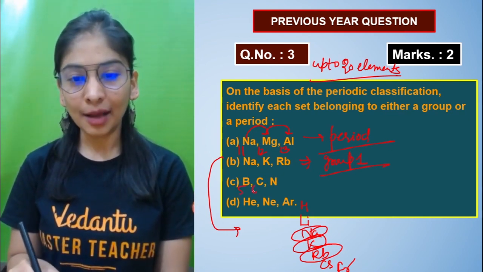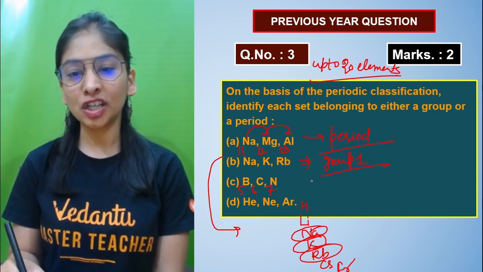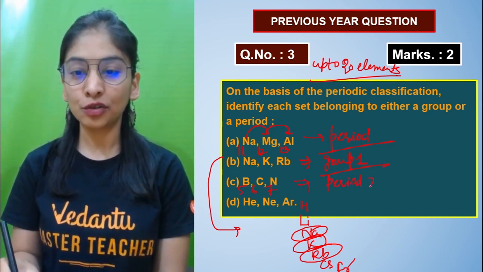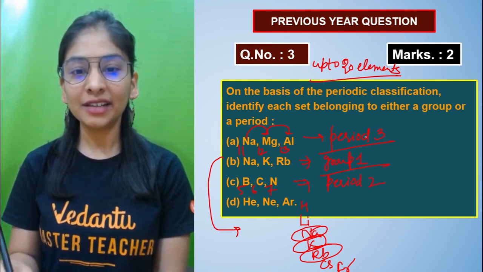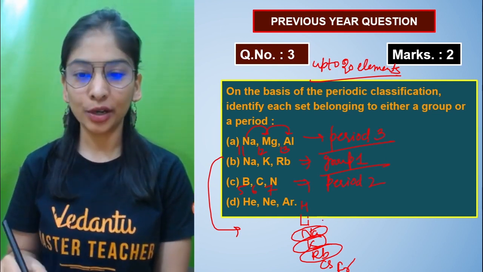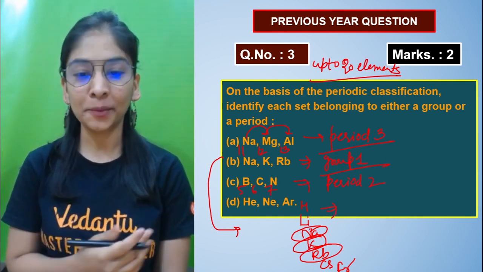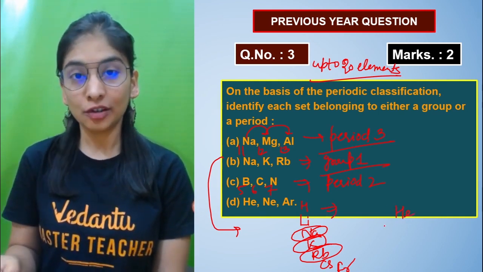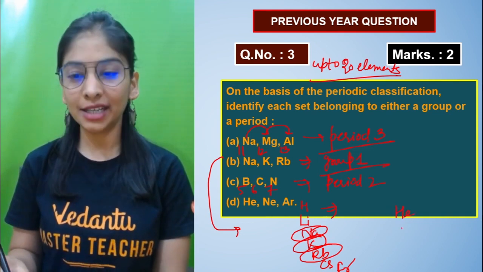Boron, carbon, nitrogen, 5, 6, 7 atomic number, increasing atomic number, definitely a period. And that too period number 2. Why period number 2? Because 2 number of shells are going to include in which electrons are there. Helium, neon, argon, noble gases. Noble gases belong to the same group, group 18.